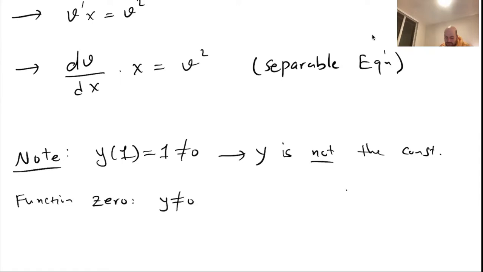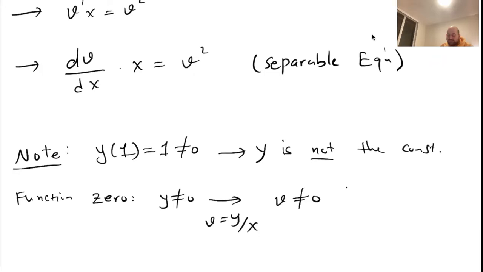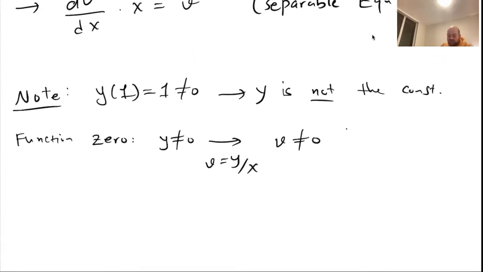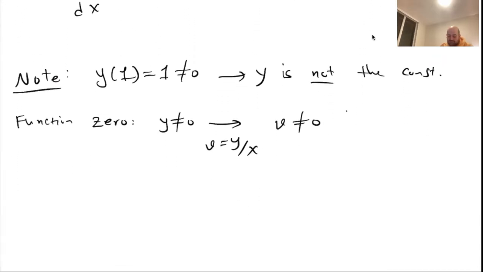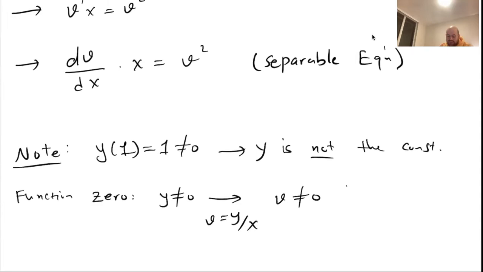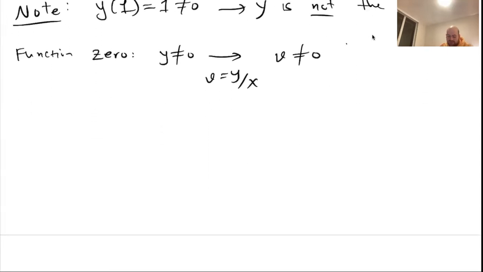y is not the constant function 0, and v is y over x. So v is not the constant function 0 either, because v is y over x. If y is non-zero, not constant function 0, v will be not constant function 0 either. So now that we know v is non-zero, we can divide both sides by v squared.